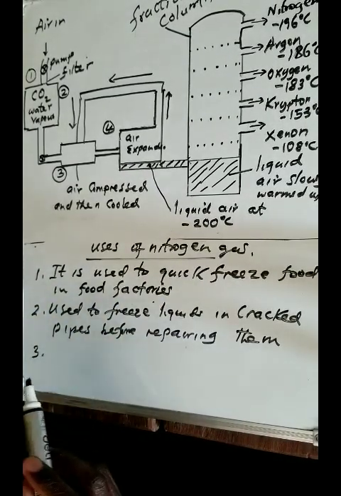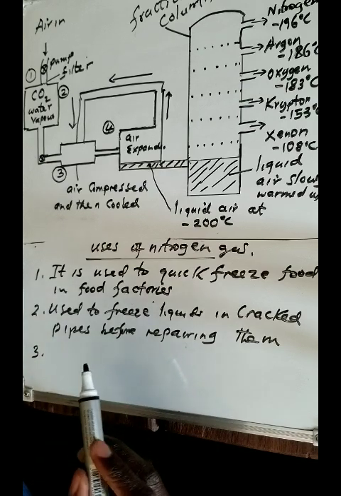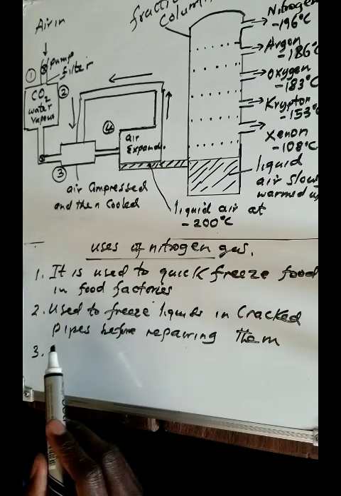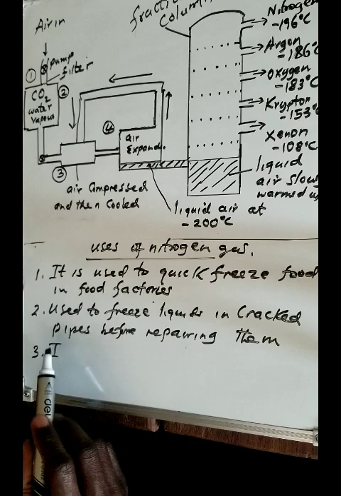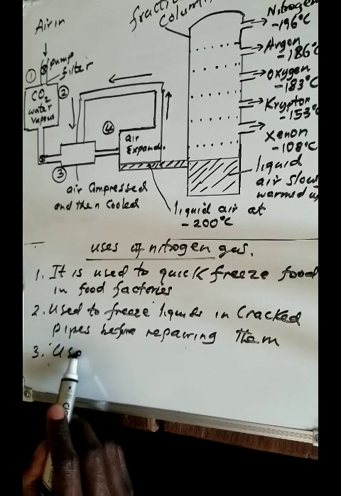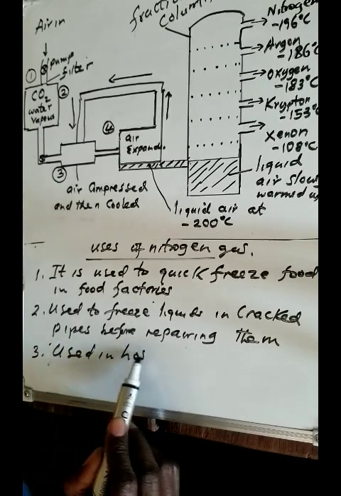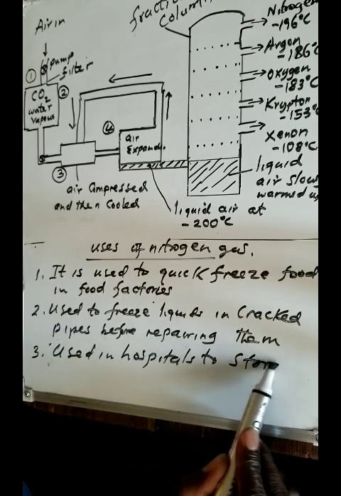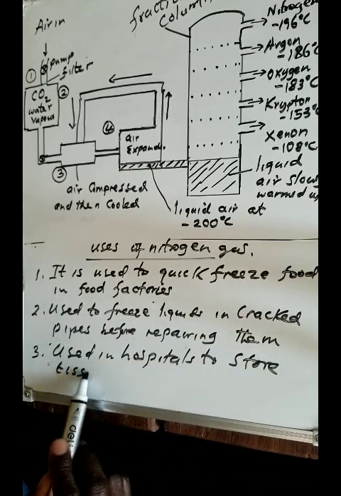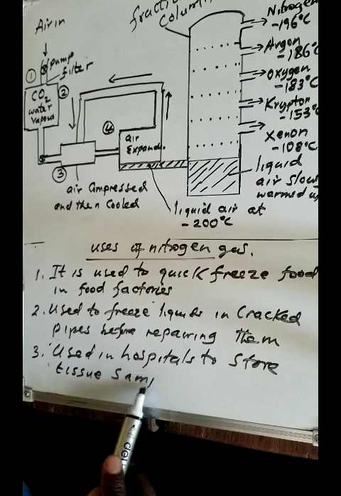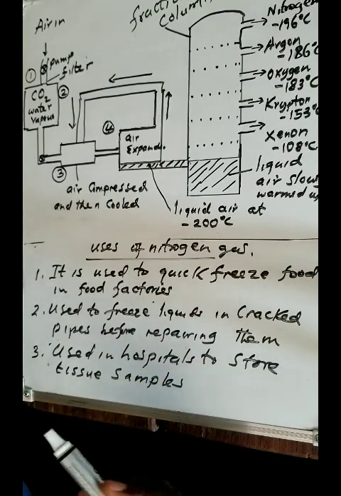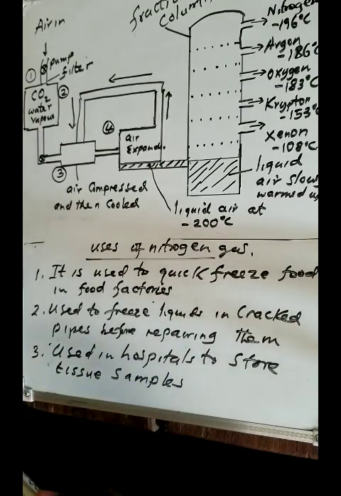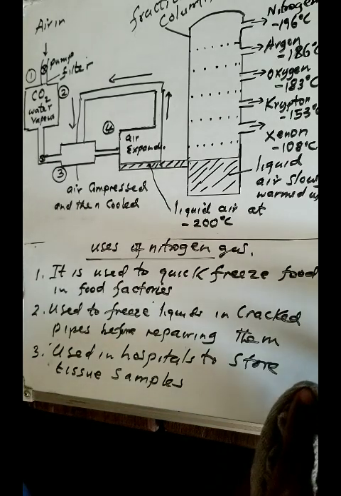Another use of nitrogen is that it is used in hospitals to store tissue samples, including sperms. They are what they call sperm banks. So they can use nitrogen in order to freeze the sperms and later on to be used.